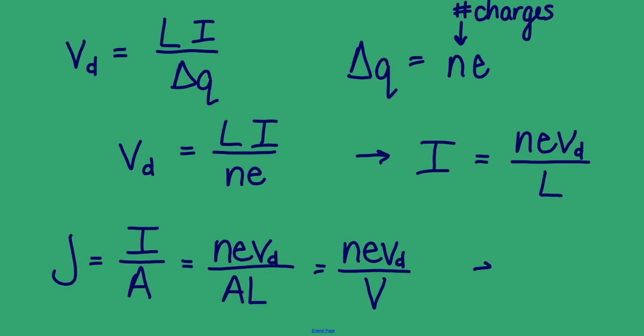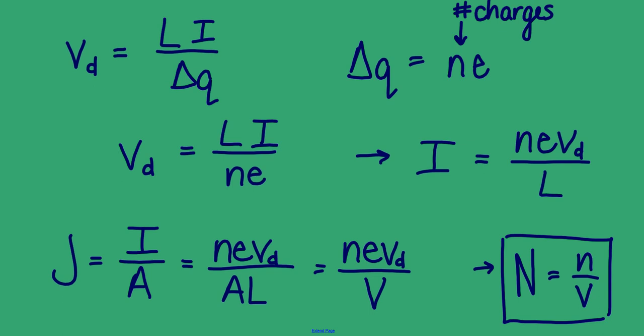Now, quite often, rather than saying the number of electrons or the number of charges, we actually have an expression for the number of charges per volume. On your equation sheet, they use a capital N for that. Sometimes it'll also be called the number of charge carriers per volume. This is a number that you can look up based on the material that you have. So copper has a different number of charge carriers per volume than aluminum, for example. That's what makes copper such a good conductor. It has a high number of these.